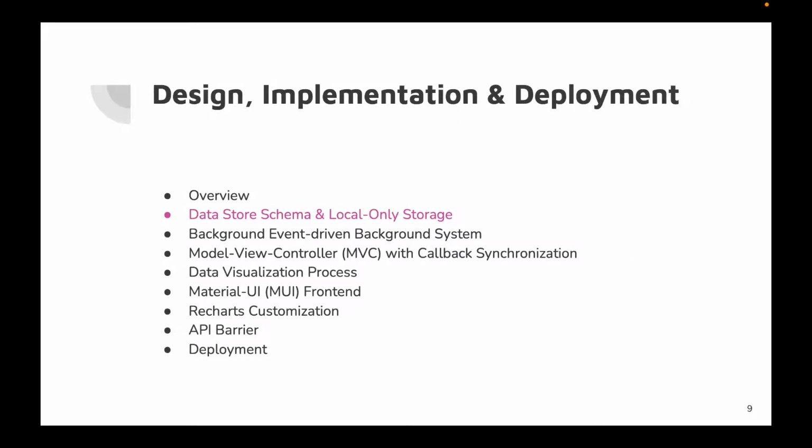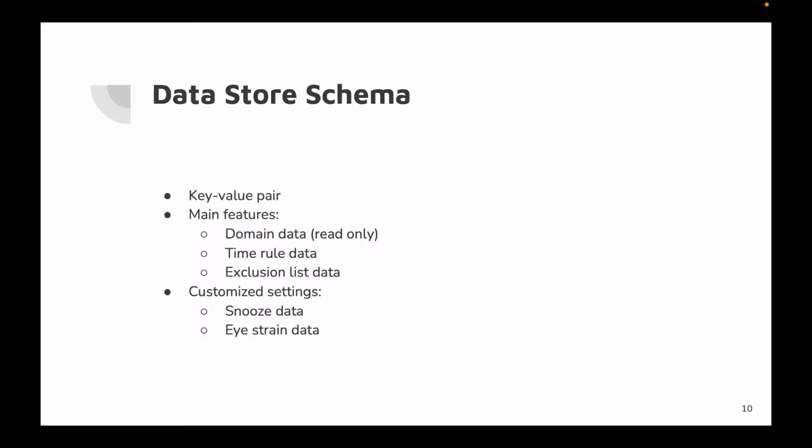Okay, thank you, Sean, for talking about the general overview, and now we move on to our data design. First of all, I will introduce you our data schema. All the data stored in our storage is in the form of key-value pairs. So to support the main feature mentioned in the previous specification, we store three kinds of user data.